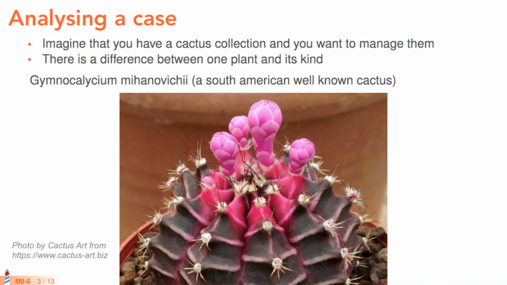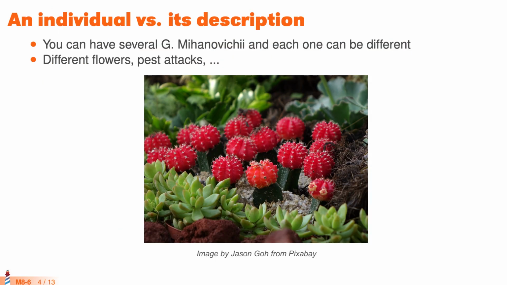Imagine that we have a collection of cactus, and we have a family of cactus of different kinds. We will have different species of cactus, but we are going to have different cactus of each of these species. So we are going to have information that depends on each of the plants and on each of the families. We are going to have here the difference between having information for each of the elements, for each of the individuals in our collection, and the description of all of them.